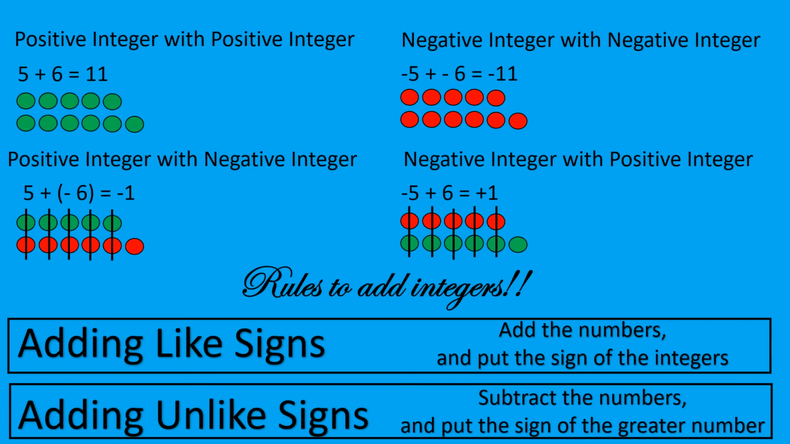Similarly, when we added negative 5 with positive 6, again we subtracted 5 from 6 and we put the sign of the greater number, that is 6, which is positive, and hence we got the answer as positive 1. Now, let's apply this rule. Here is a list of numbers which need to be added. Try adding them. Remember the rules of addition of integers.